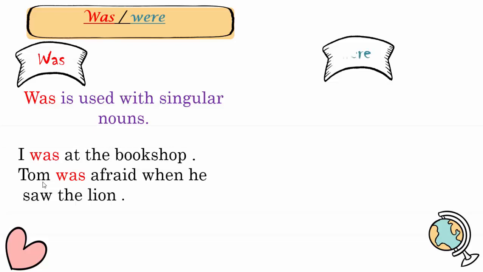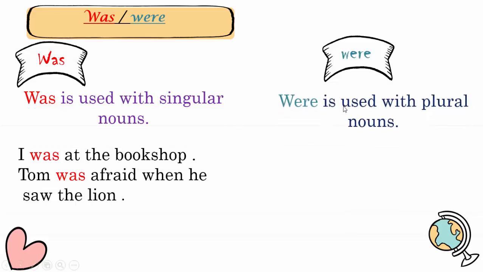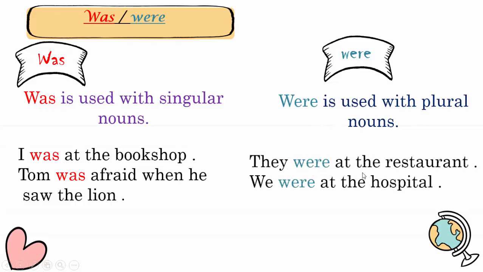Then here we have were. Were is used with plural nouns, the opposite of singular. A plural means more than one. For example, they were at the restaurant. We start with the subject they, then followed by were. They were. We were at the hospital. We here is plural too.